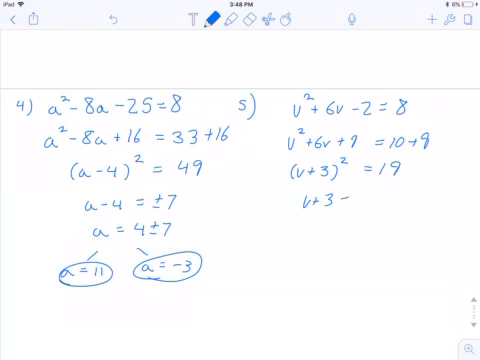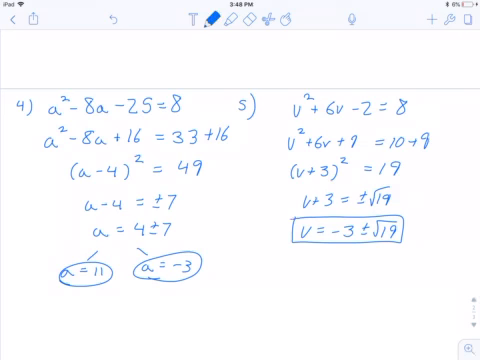Take the square root of both sides. Always remember we have to write plus or minus. Subtract 3. And so those are our two answers. Negative 3 plus square root of 19, negative 3 minus square root of 19.